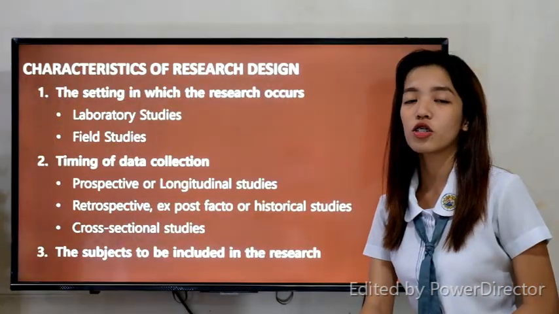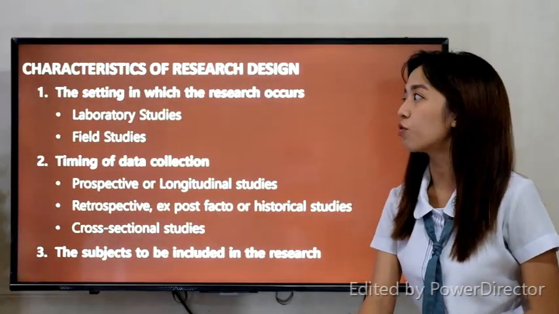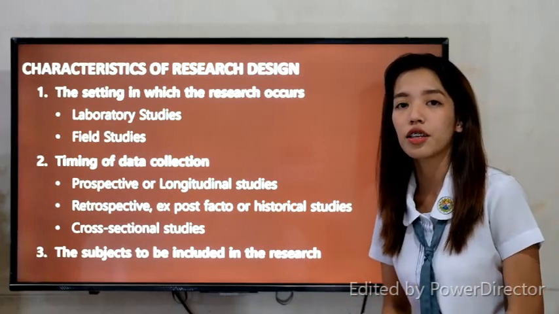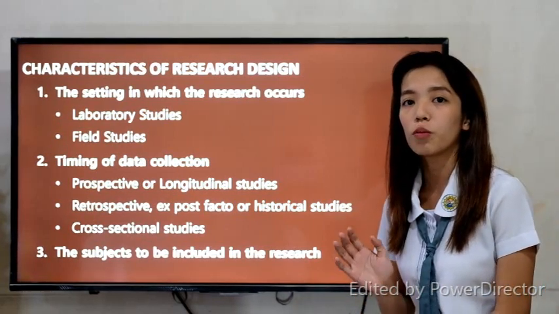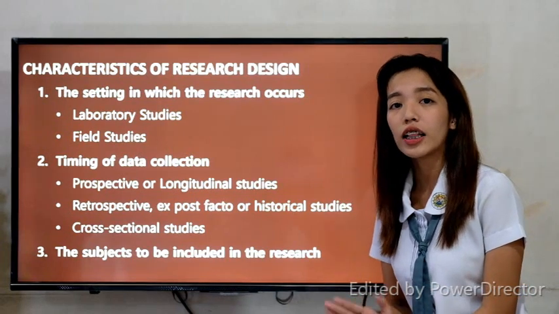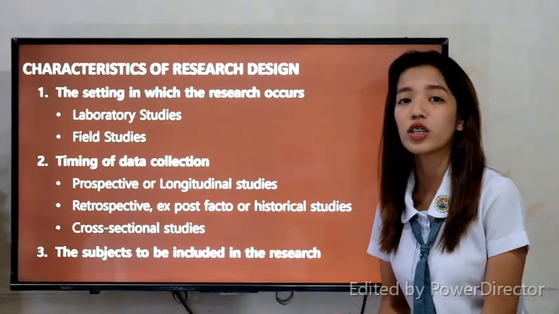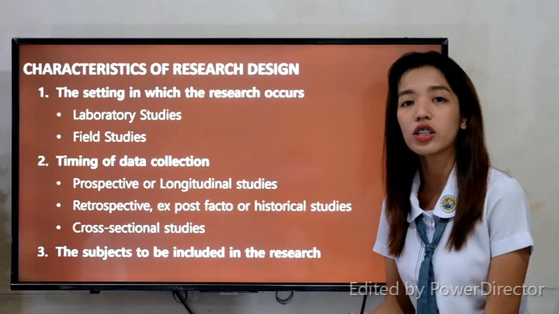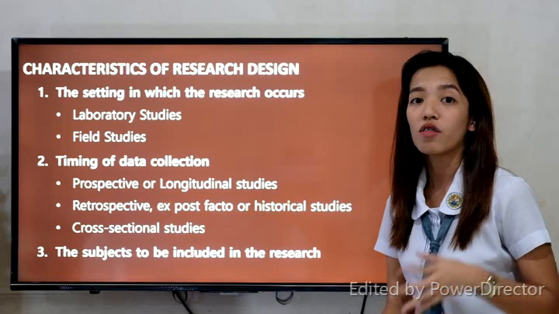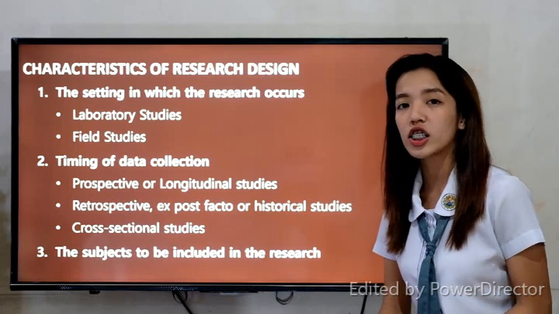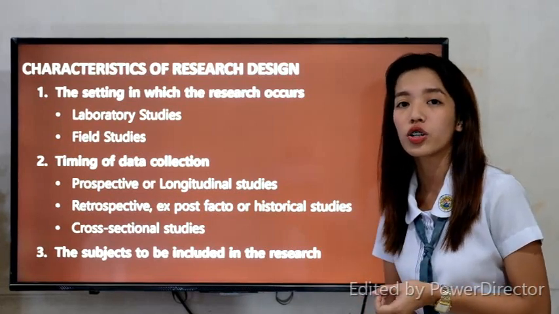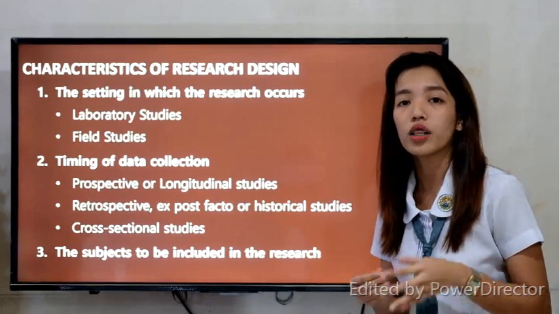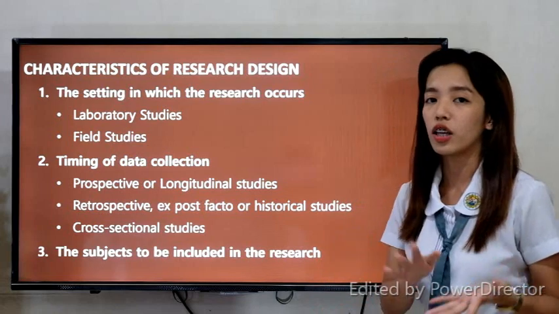For the characteristics of research design, first is the setting in which the research occurs. Under this setting, there are two types of studies, the laboratory and the field studies. Unlike the laboratory studies, the field studies occur outside the laboratory. It is in a natural setting and is composed of a variety of methods, such as interviews, questionnaires, and field experiments, or personal interviews in the office or in the school.